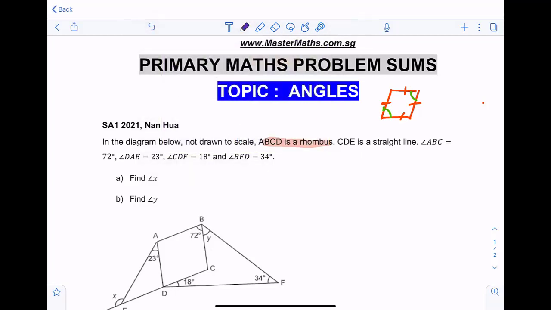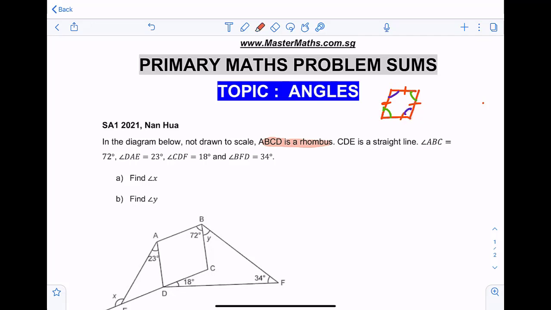And this purple angle here will be the same as this one. So let's say this is 110, this will be 110 as well. And further to that, interior angles will add up to 180 degrees. So 70, 110, 180.